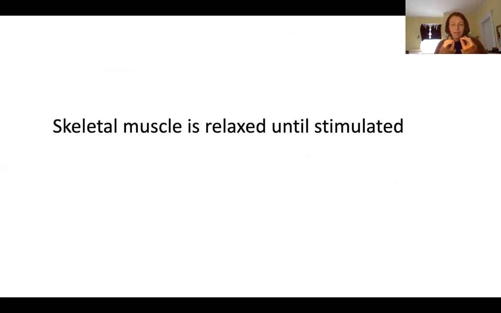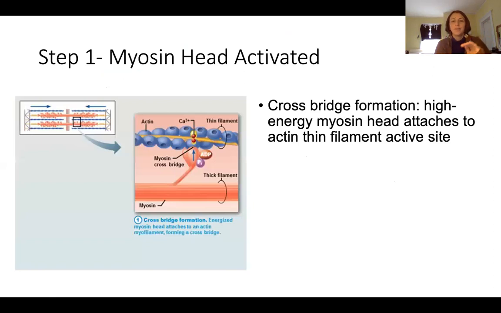Skeletal muscle is relaxed until stimulated. Okay, so here, this is when the myosin head is activated. Here, the tropomyosin, because of the calcium influx, has moved itself off of the active binding site, and then the myosin head can bind to it.